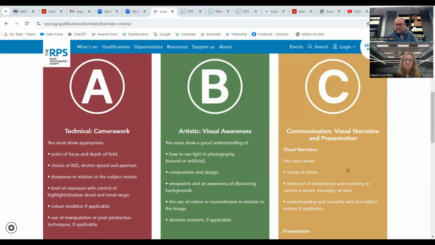And the last one, which I think is one of the main reasons people are not successful, is about post-production. Use of manipulation or post-production techniques, if applicable. I think you're right, Andy, that this is something a lot of applicants will fall down on, sadly. They're able to see a good image, they're able to take a good image, and then they choose to alter it in a way that makes it unsuccessful.